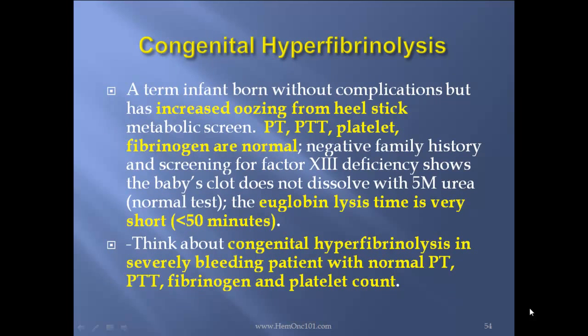Congenital hyperfibrinolysis. Case report. Term infant born without complications but has increased oozing from heel stick. PT, PTT, platelet count, fibrinogen, all normal. Negative family history and screening for factor 13 deficiency. The euglobin clot lysis time is very short, less than 15 minutes. So if every workup is negative, check the euglobin clot lysis time. Think about congenital hyperfibrinolysis in a severely bleeding patient with normal PT, PTT, fibrinogen, and platelet count.